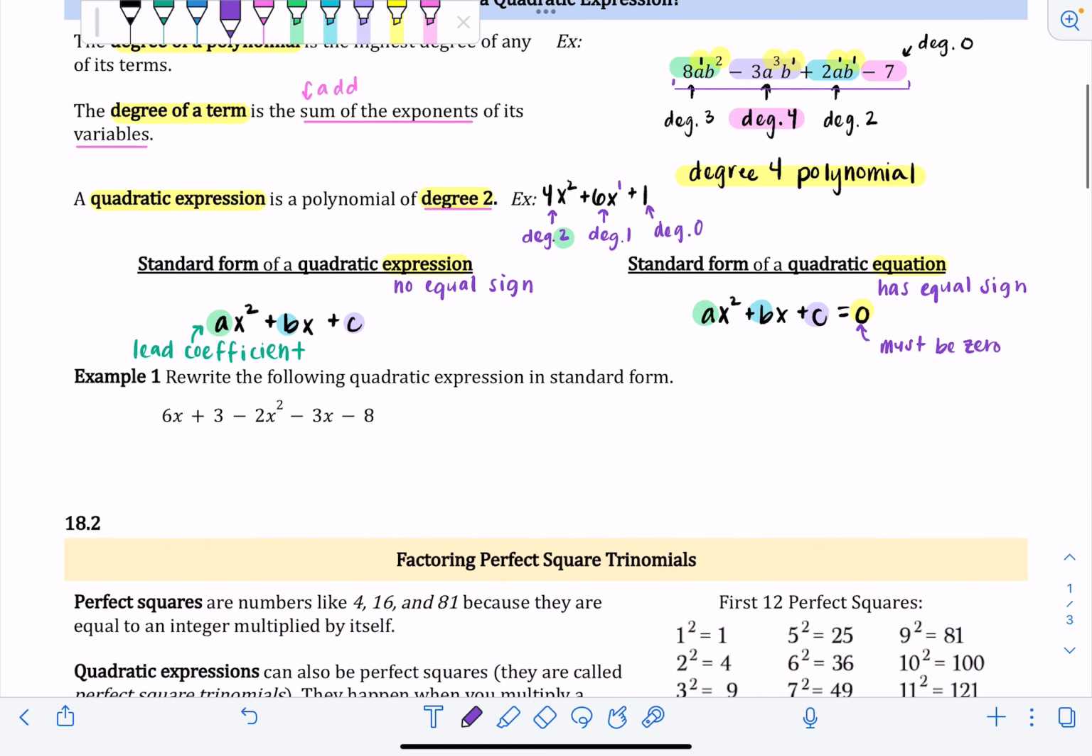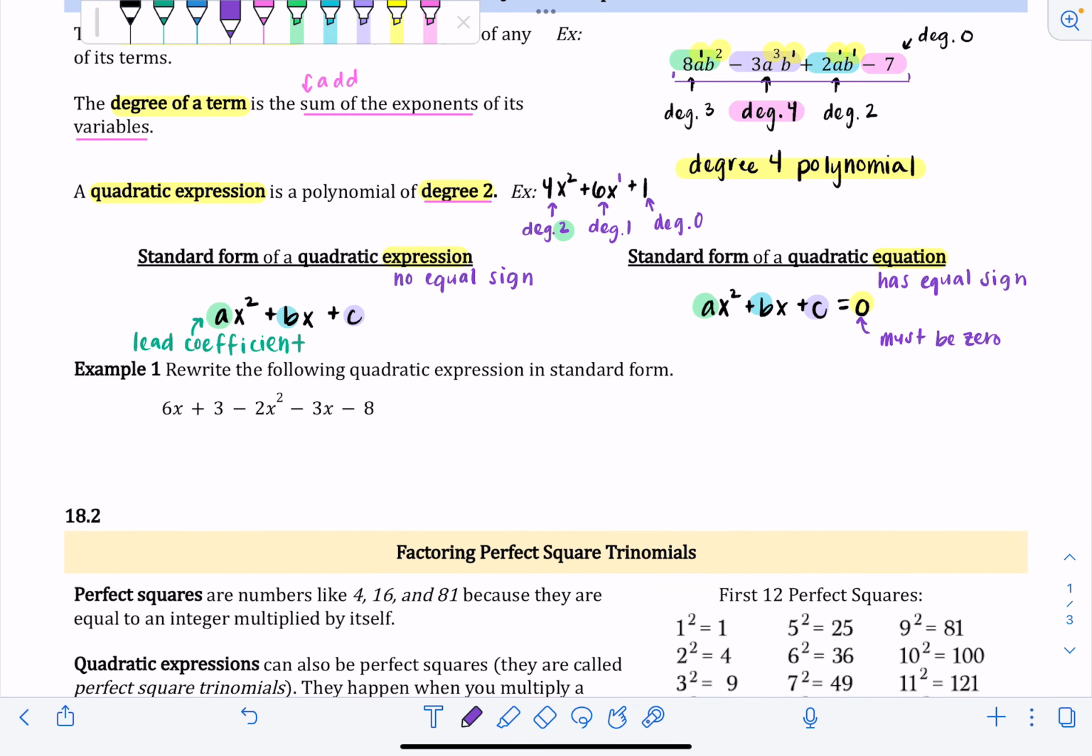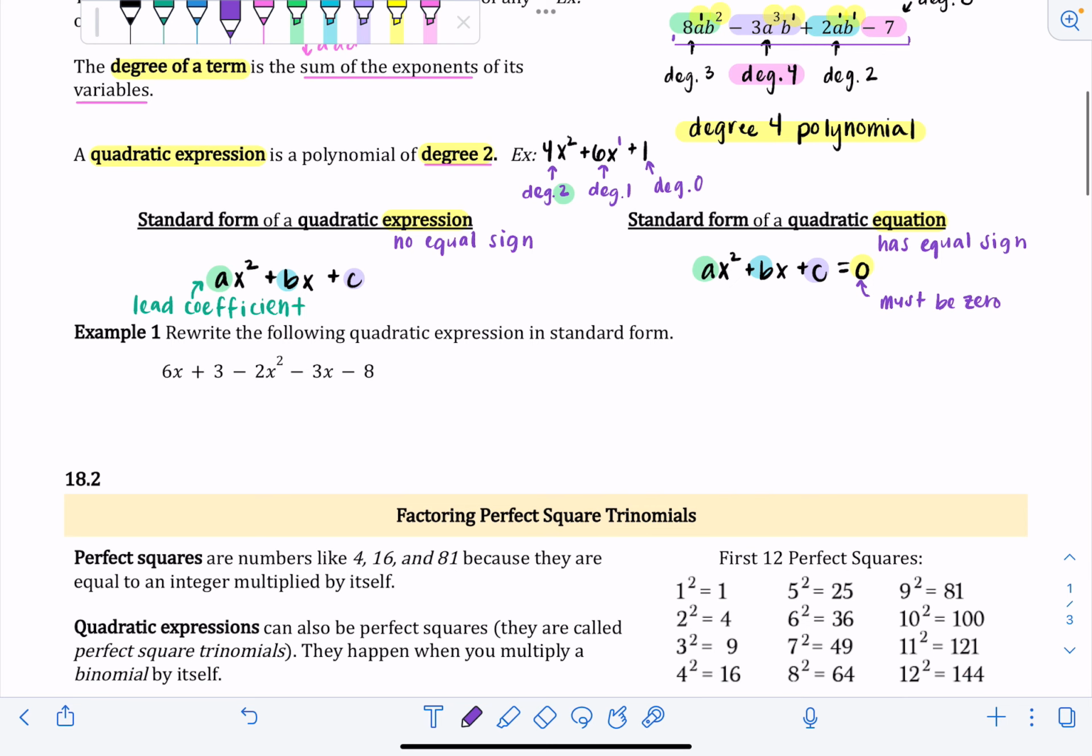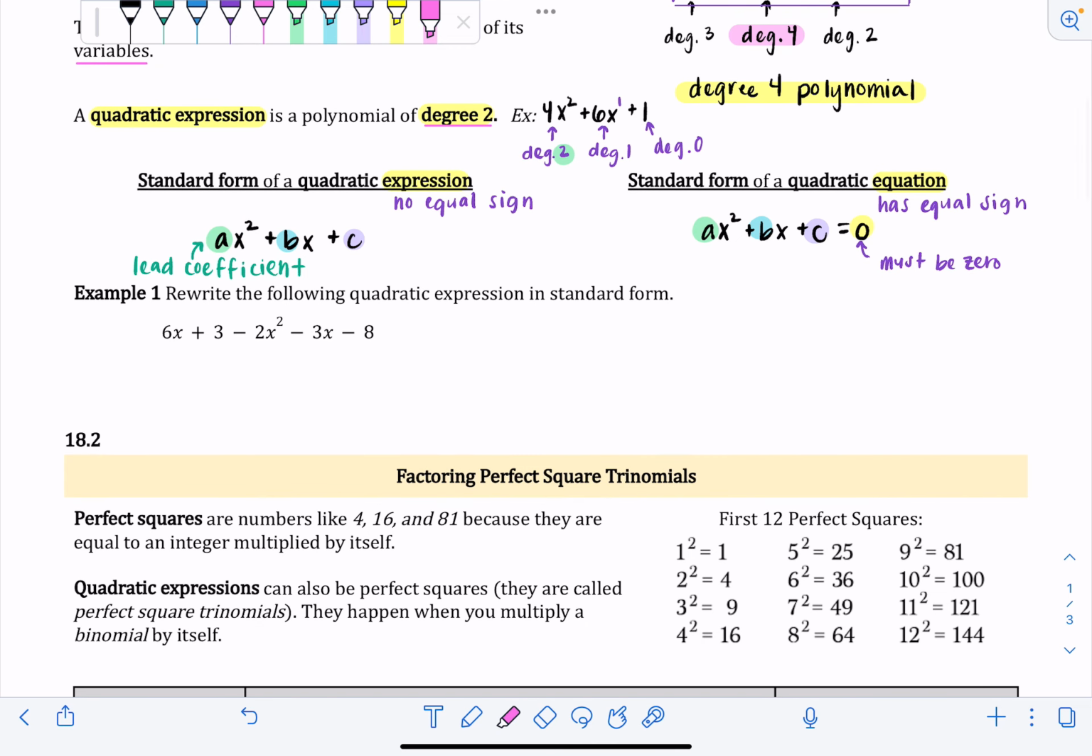Okay, so example 1, rewrite the following quadratic expression in standard form. So standard form of any polynomial means that we go from the highest power term to the lowest at the end. So we always want to start for a quadratic with x squared. x squared would come first, like it does right here, and then x to the first power, and then the constant. And then in this problem, we also have some like terms that we can combine, so we want to go ahead and just kind of identify what they are.